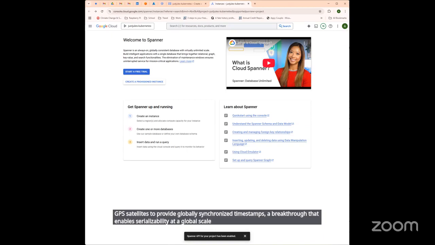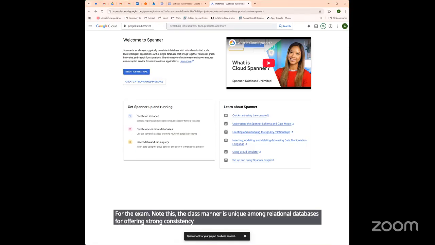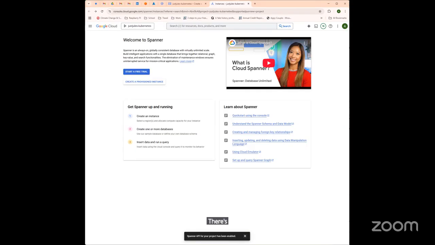So Cloud Spanner, for the exam, note this: Cloud Spanner is unique among relational databases for offering strong consistency, horizontal scale, and multi-region writes in one solution. There's no replication lag, no eventual consistency compromises.